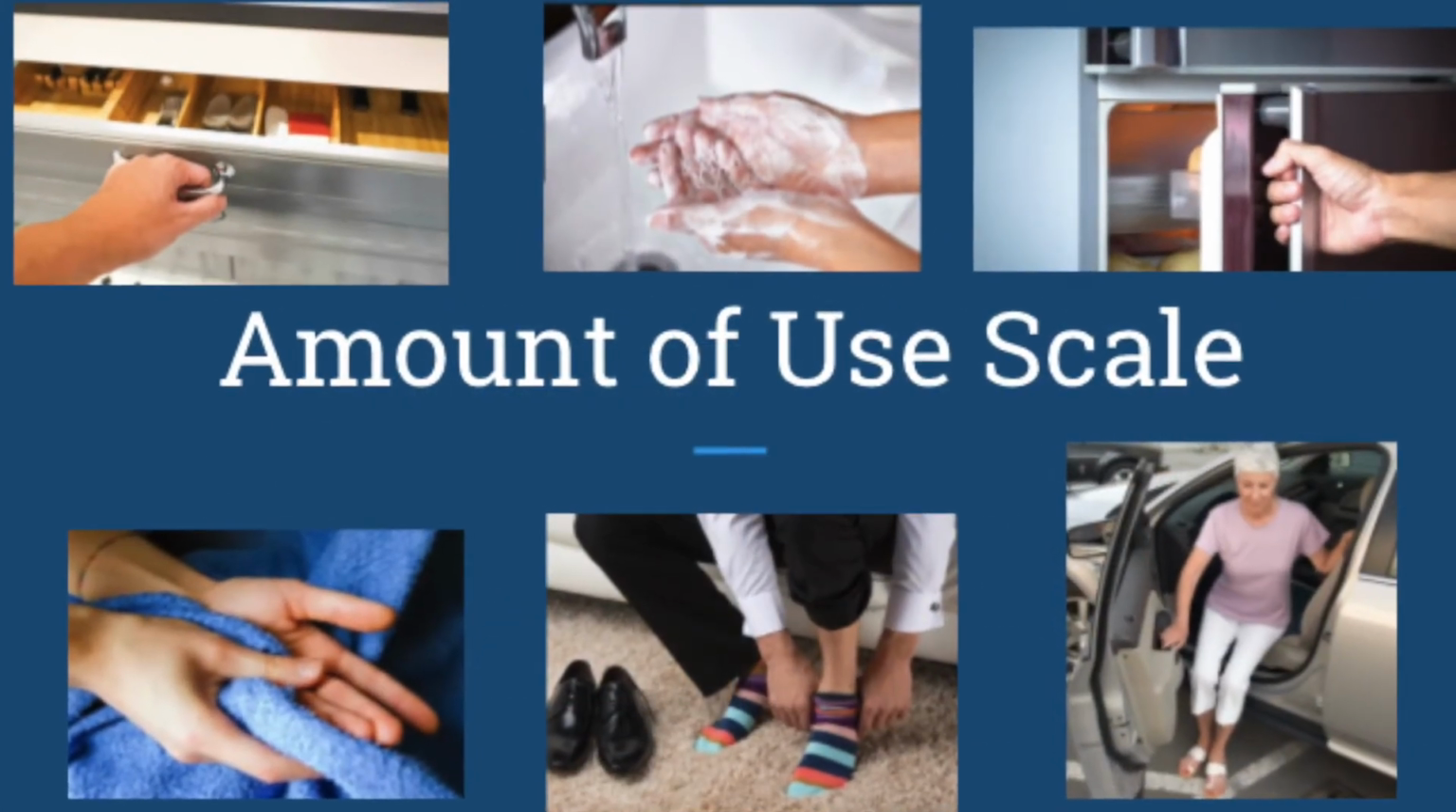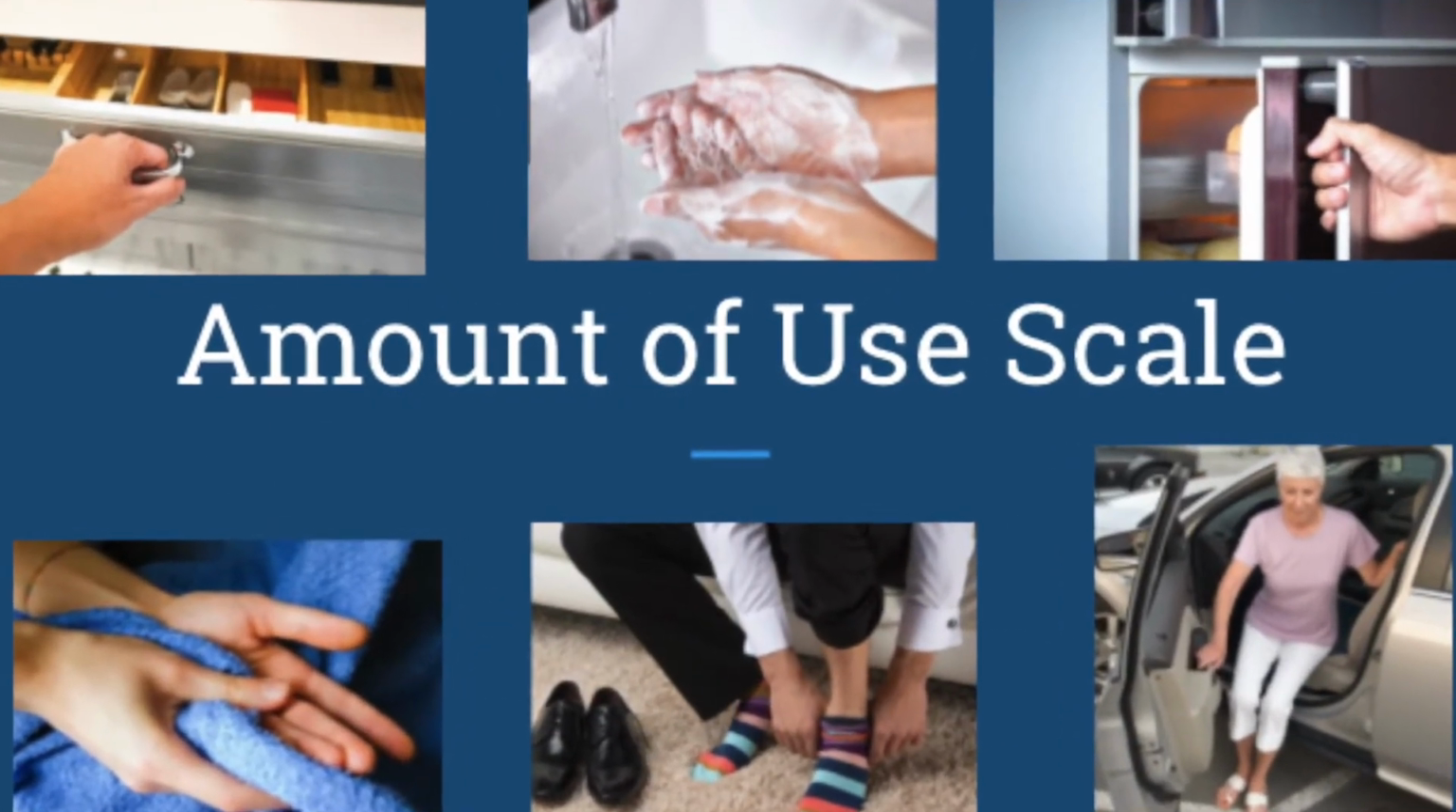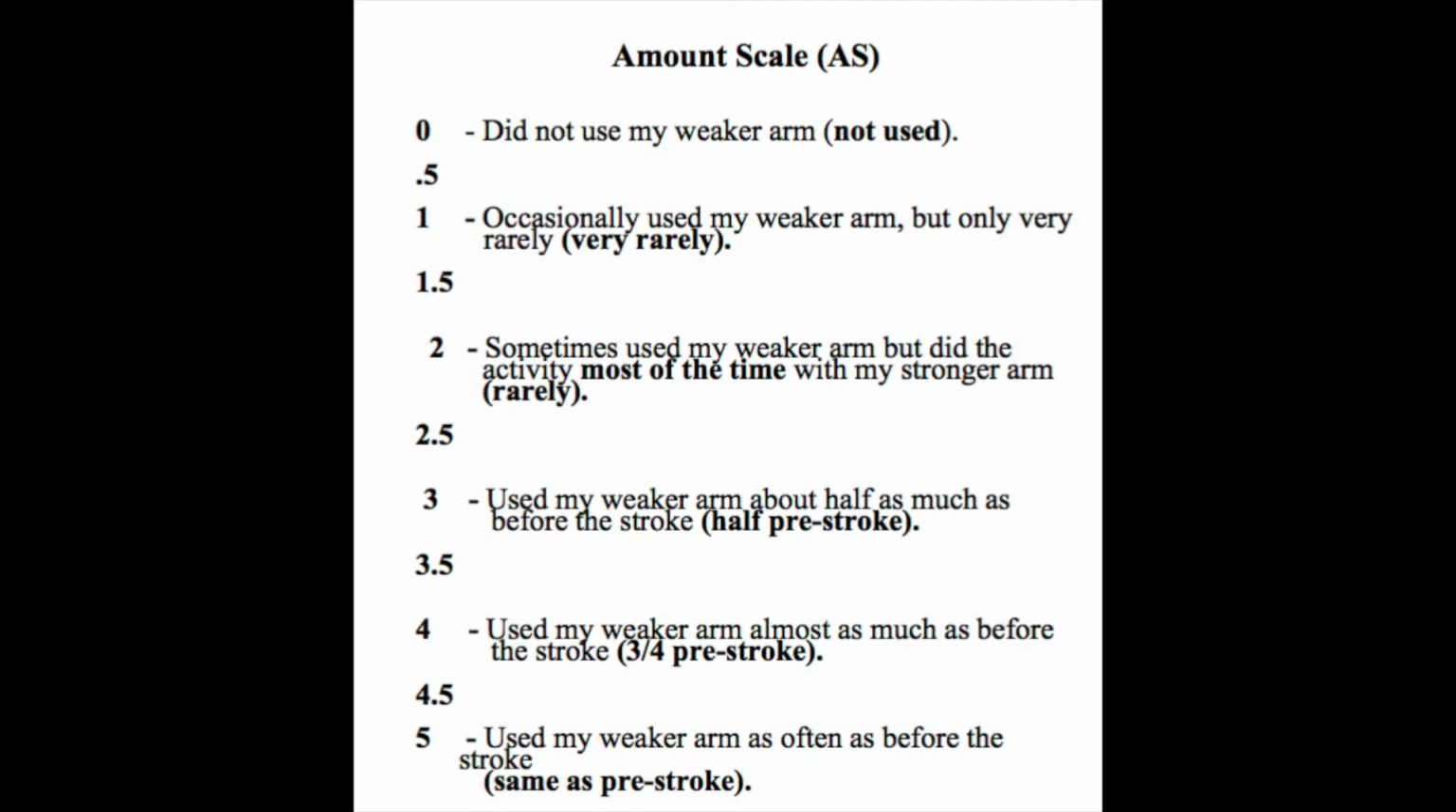Here is the amount scale. It should be emphasized that the amount scale is the measure of how much the affected upper extremity is used. So 0 indicates not used, 1 indicates very rarely used, 2 indicates rarely used, 3 indicates half pre-stroke, 4 indicates 3/4 pre-stroke, and 5 indicates same as pre-stroke.